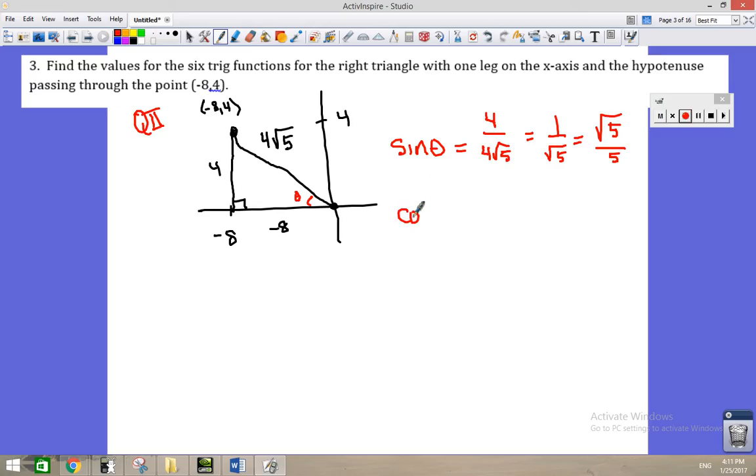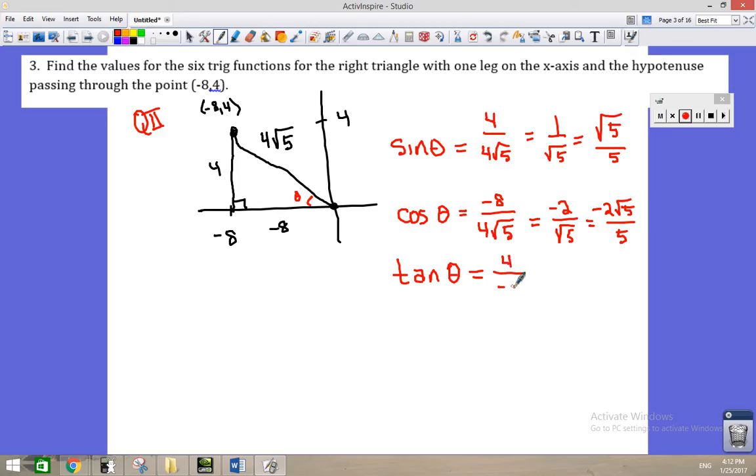The cosine of theta, since we're in quadrant 2, to the left of the y-axis, should be a negative value. We go x over r. X is negative 8, r is 4 radical 5. Negative 8 divided by positive 4 is negative 2. To rationalize this, we have negative 2 times radical 5 over 5. The tangent should be negative because it's y over x. Y is positive, but x is negative. 4 over negative 8 reduces to negative 1/2.